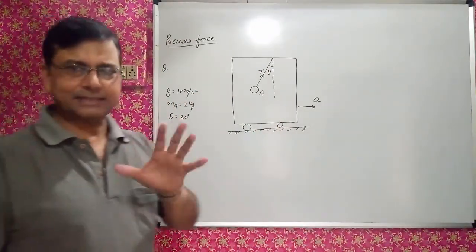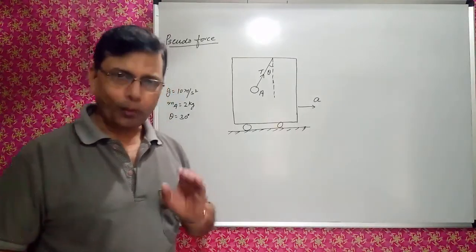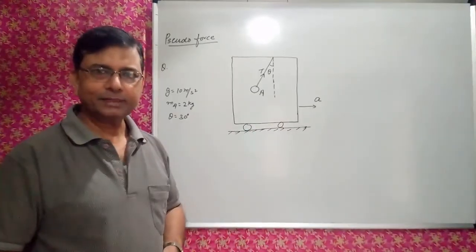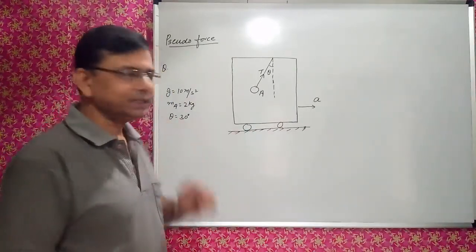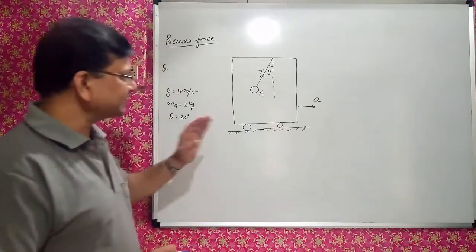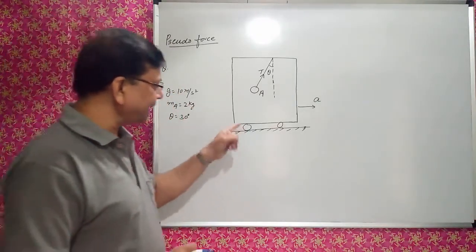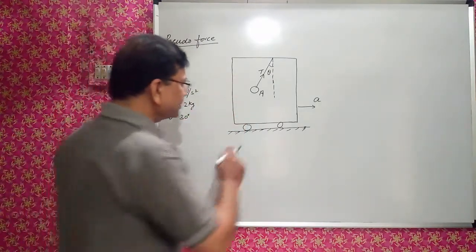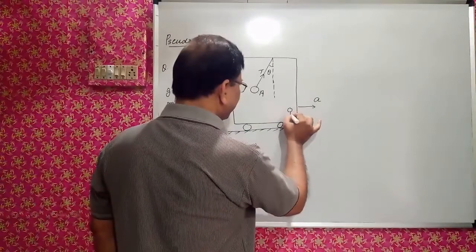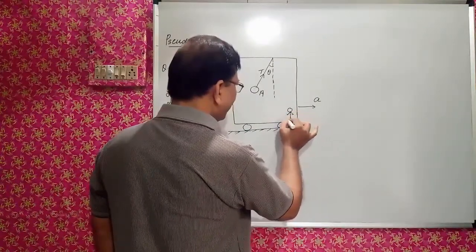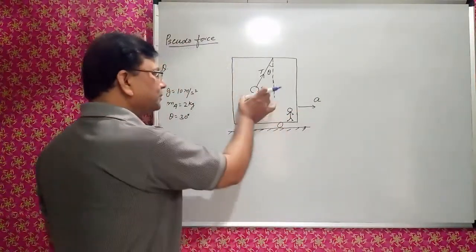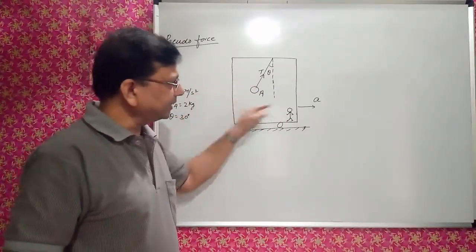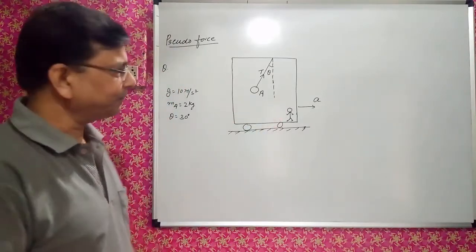So in two ways this problem can be solved. One, when the observer is inside the trolley. Second, when the observer is outside the trolley. The first case I consider is when the observer is inside the trolley, because the concept of pseudo force we have to apply. Suppose the observer is here, right? Observer is here and he is observing this bob and the trolley is in motion with acceleration A.